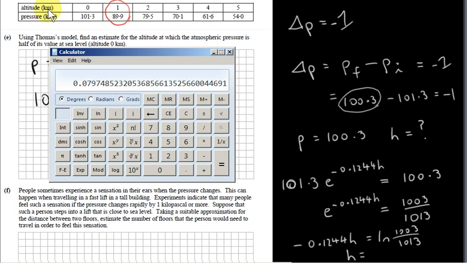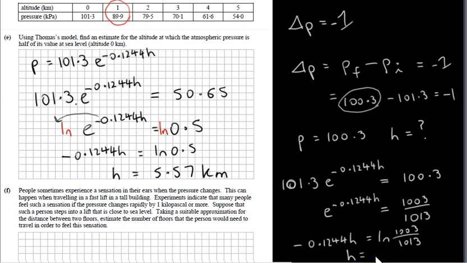Remember, h is measured in kilometers, so it's 0.079. I'll round this to 2 decimal places. This is 0.08 kilometers. And we can convert this to meters. There's 1,000 meters in a kilometer, so 1,000 times 0.08 is 80 meters.